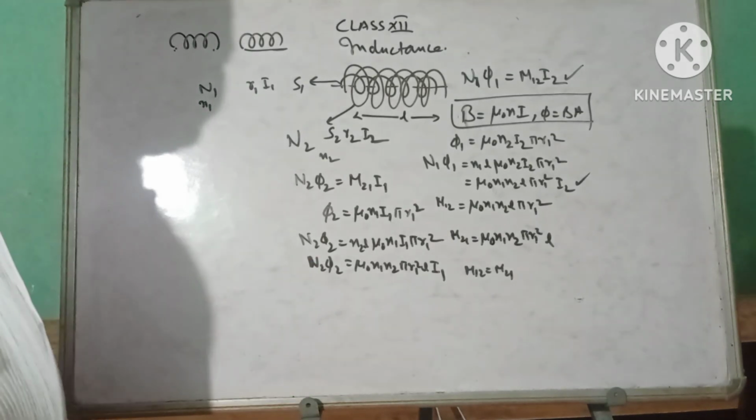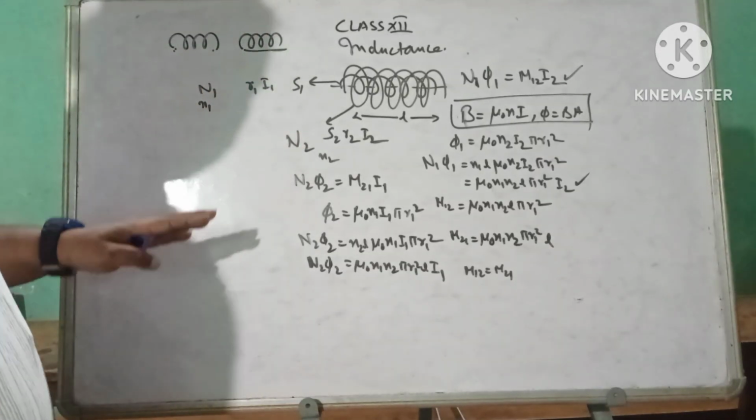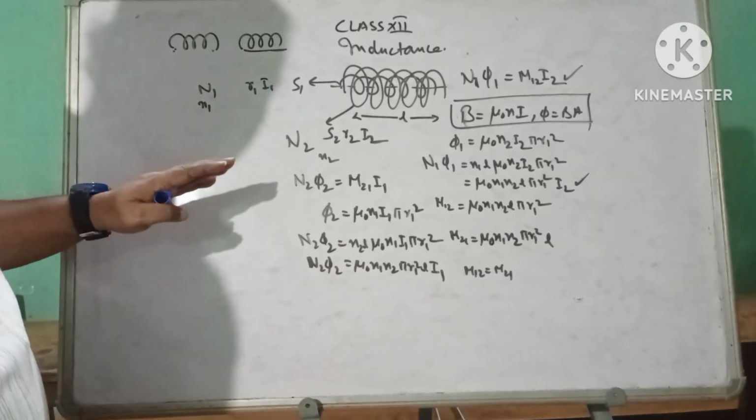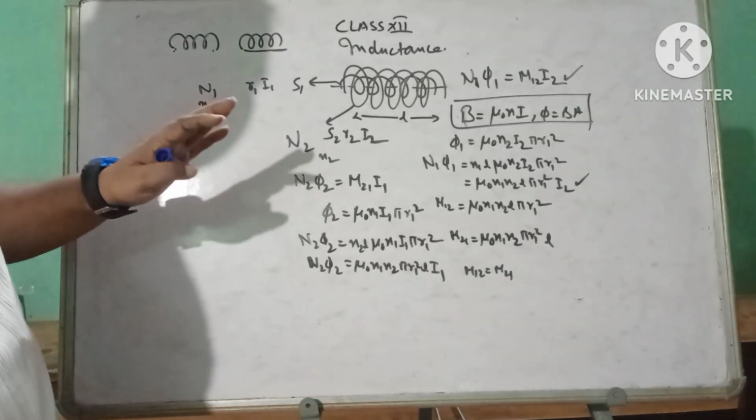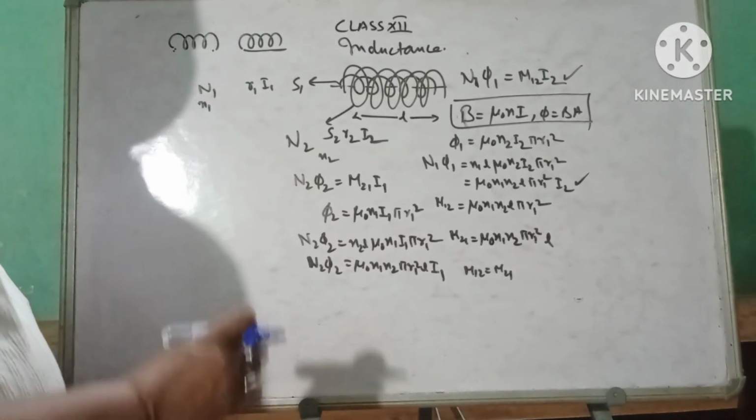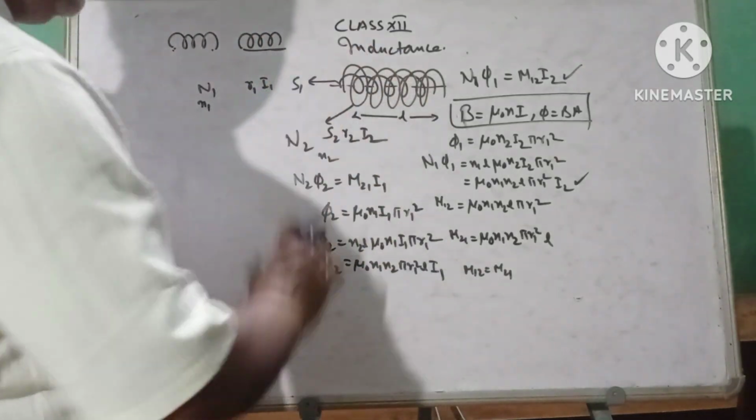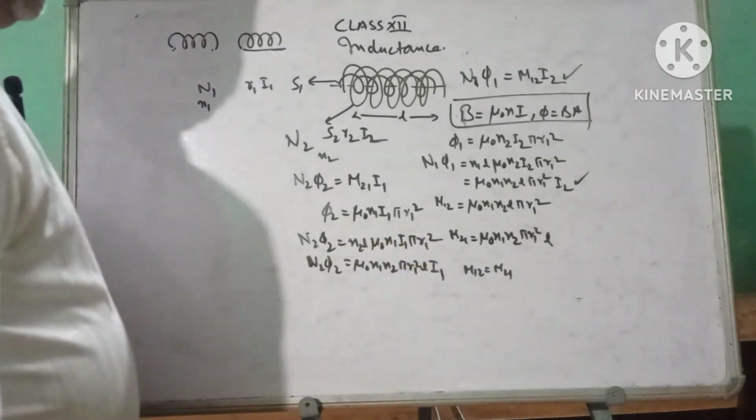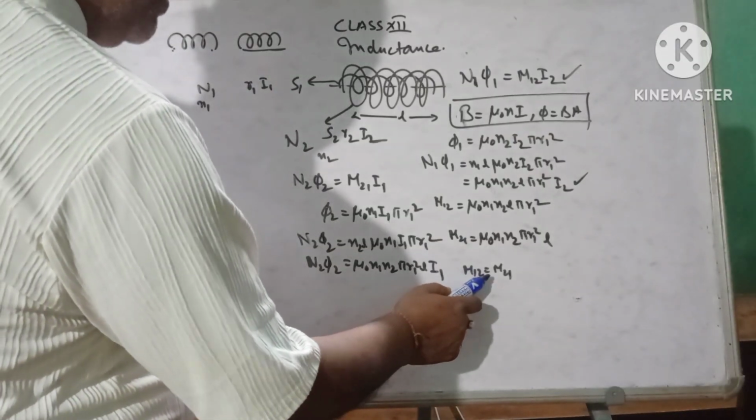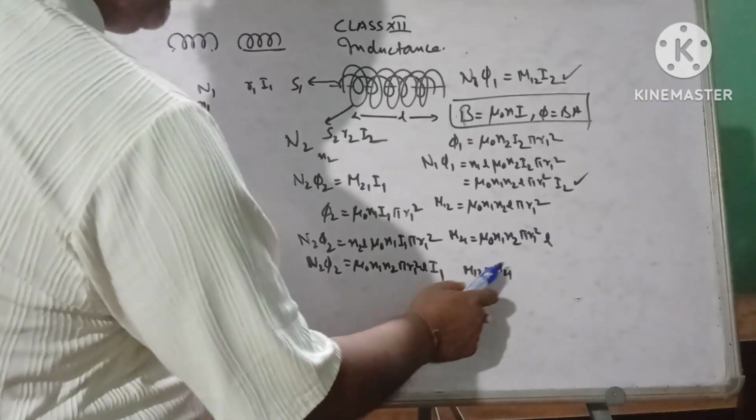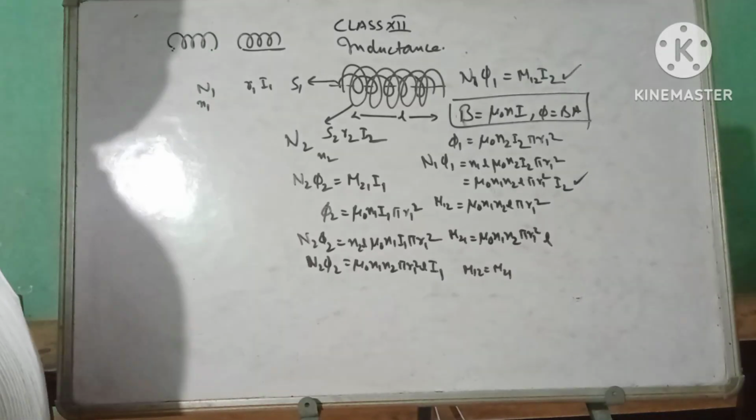The important point here is that no doubt the current is flowing in the smaller coil and we are considering the flux of the bigger coil, but it has been considered that the flux is confined in the smaller coil, and here we come to the conclusion that the mutual inductance of 1 with respect to 2 and the mutual inductance of 2 with respect to 1 are the same. So this is about mutual inductance.